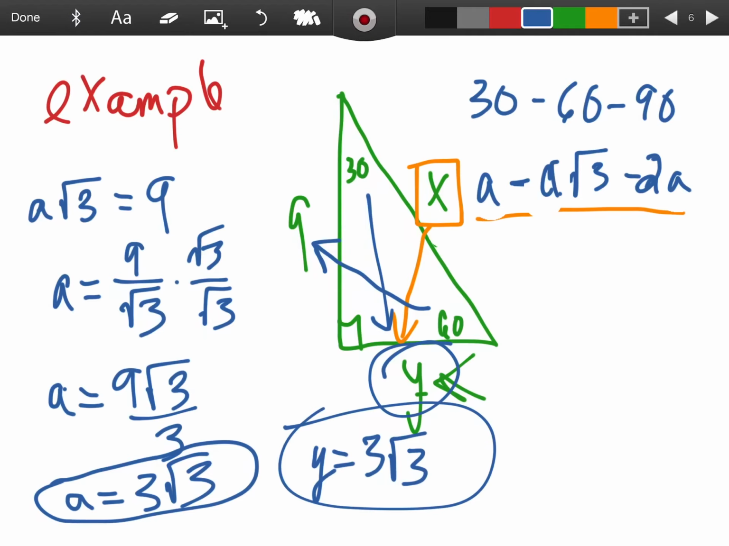So that's why I'm saying if you don't want to put a here, if you would rather just jump straight to the gun and say, well, I'm just going to call it y. And then for x, we know x is just going to be twice that. So I'm going to say that x is equal to 2 times 3 root 3, giving us x equals 6 square root of 3.